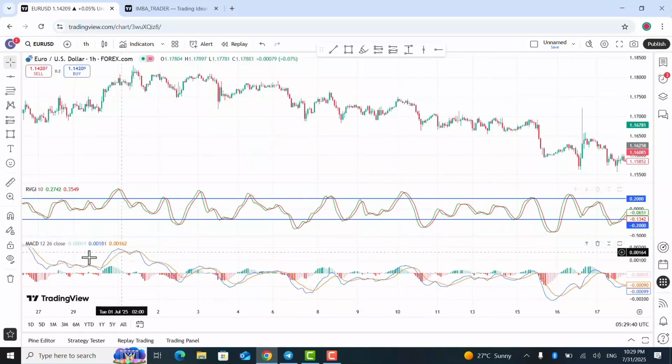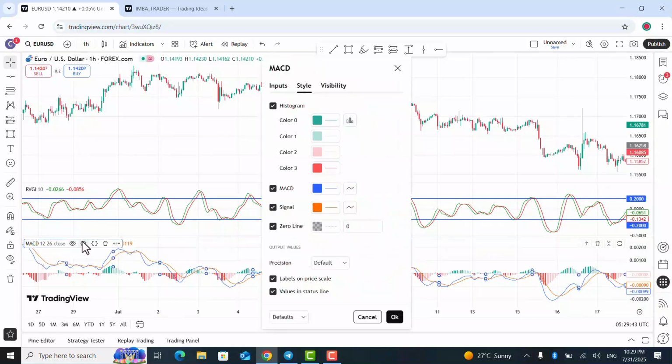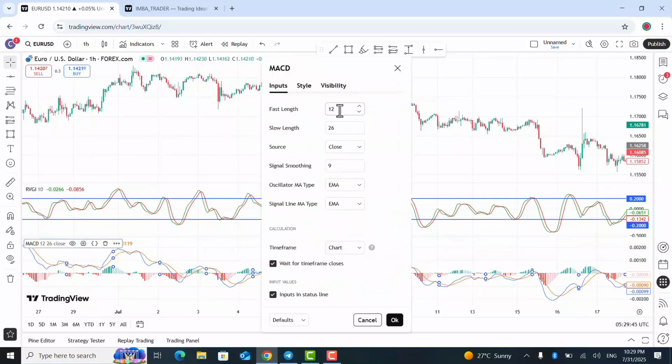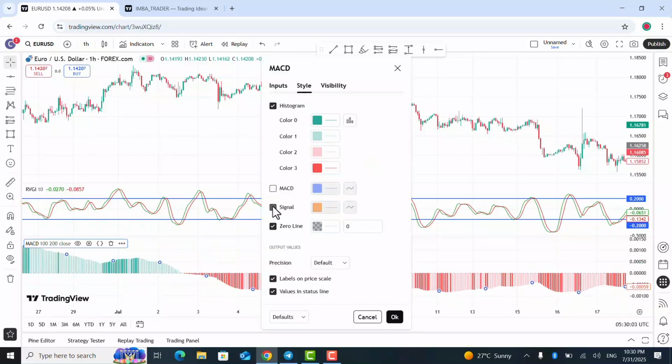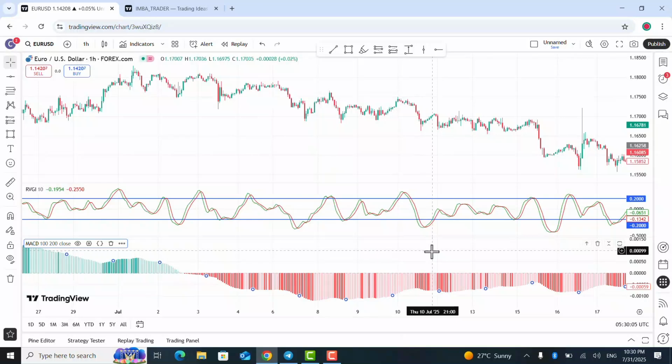Click on the MACD indicator settings. Under the input tab, change the values like this: fast length to 100, slow length to 200, and signal smoothing to 50. Now go to the style tab and uncheck both options, MACD line and signal line, because we don't need those for this strategy. We are only using the histogram as a filter. Now your chart setup is ready.